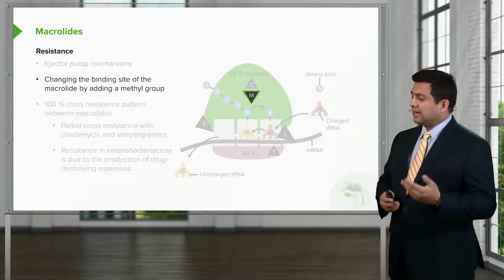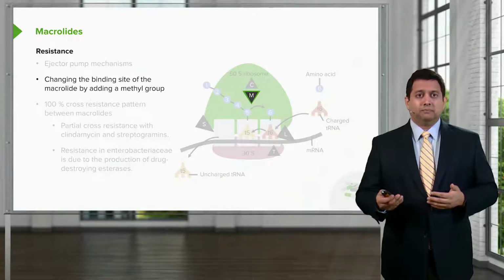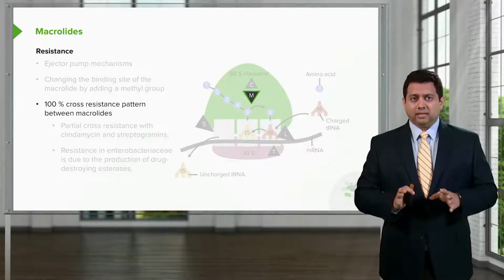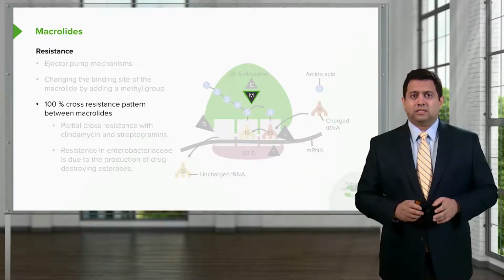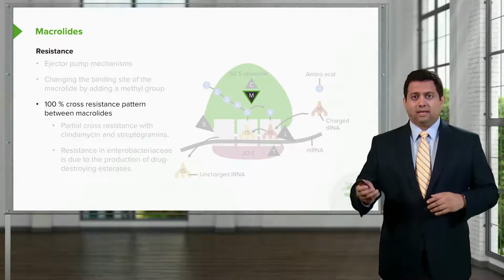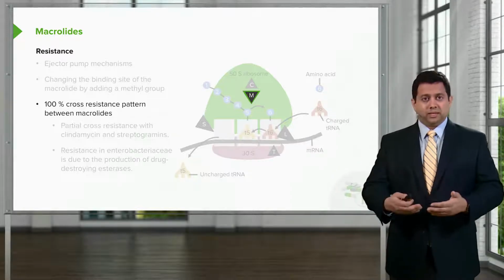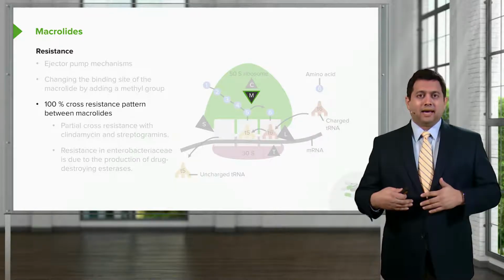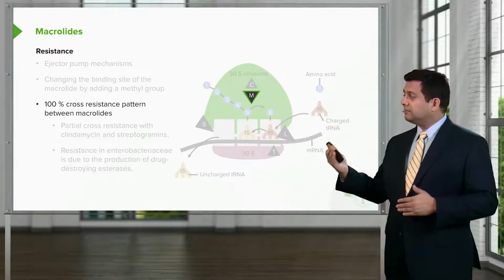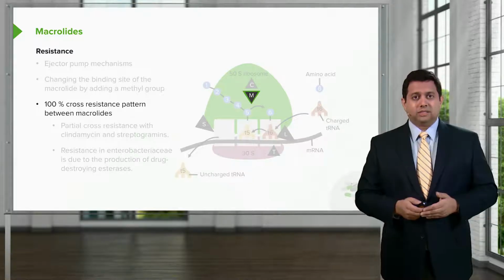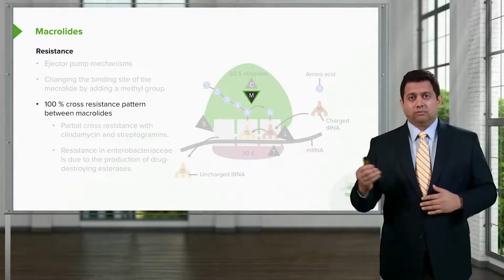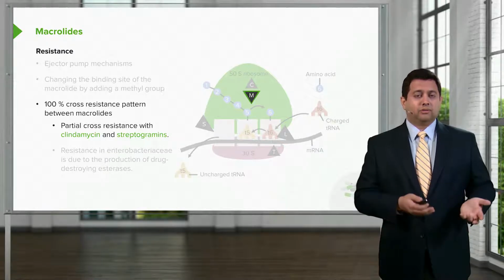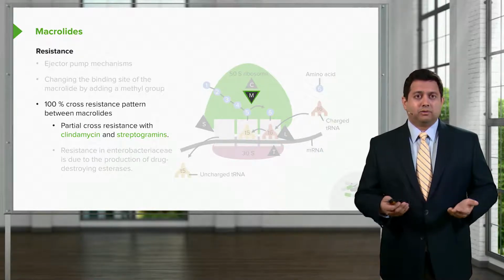The other thing that may happen in resistance patterns is changing the binding site of the macrolide by perhaps adding a methyl group. Now, the problem here is that there's a 100% cross-resistance pattern between one macrolide and another. So if, for example, you give a patient clarithromycin for a respiratory infection on week 1, they come back with resistance and you decide to try a different medication, there's going to be cross-resistance between those two, say between clarithromycin and azithromycin. There's partial cross-resistance with drugs like clindamycin and the streptogramins as well.